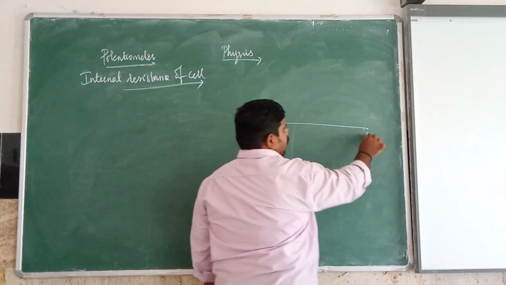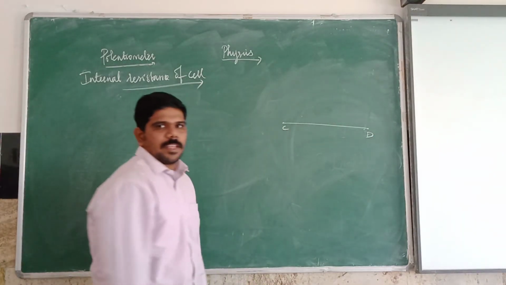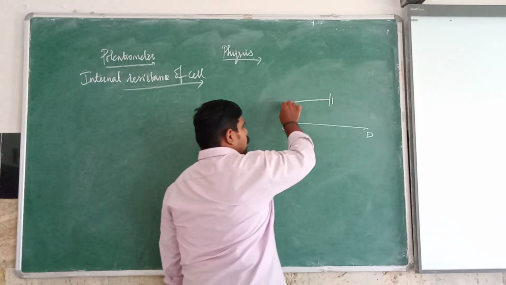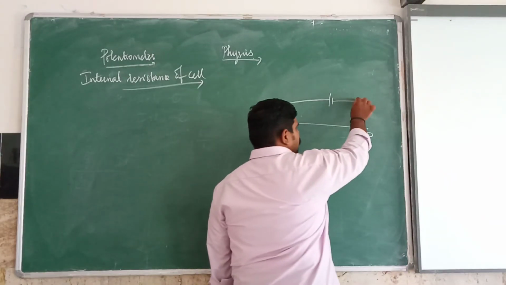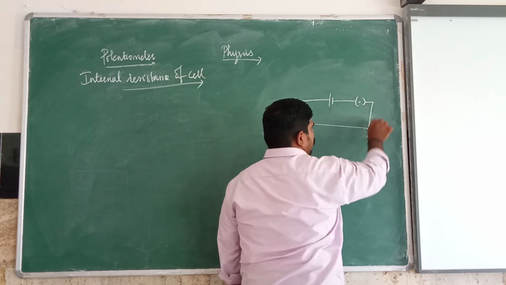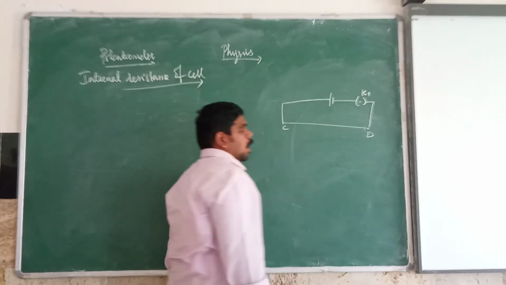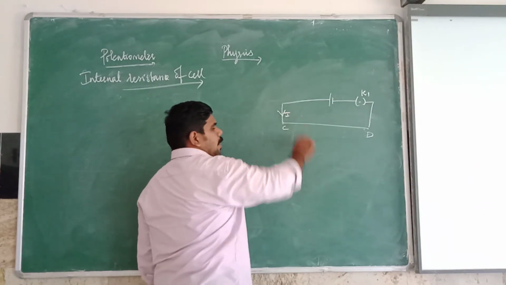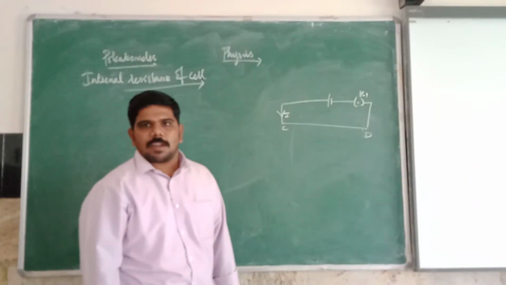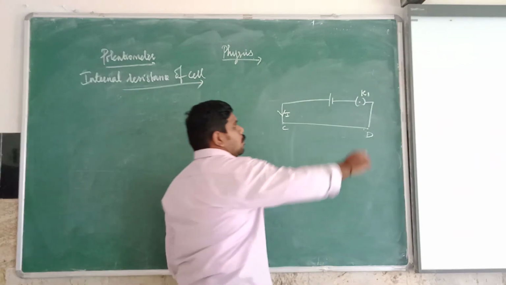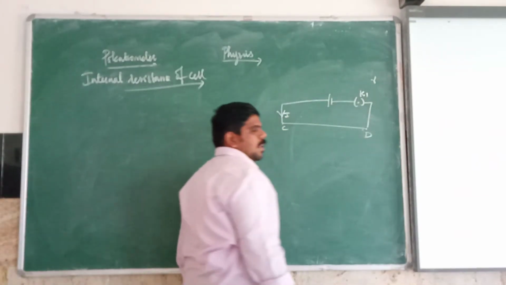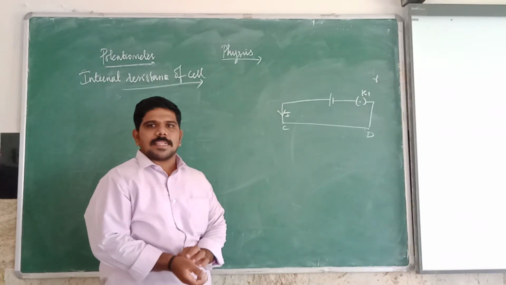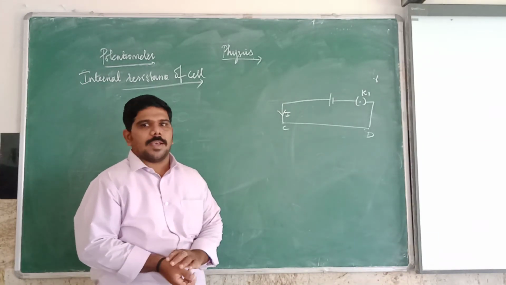Let CD be the potentiometer. The positive of the battery will be connected to C and the negative of the battery will be connected to D along with the key K1. Let I be the current flowing through the circuit. Let r be the resistance per unit length of the wire.